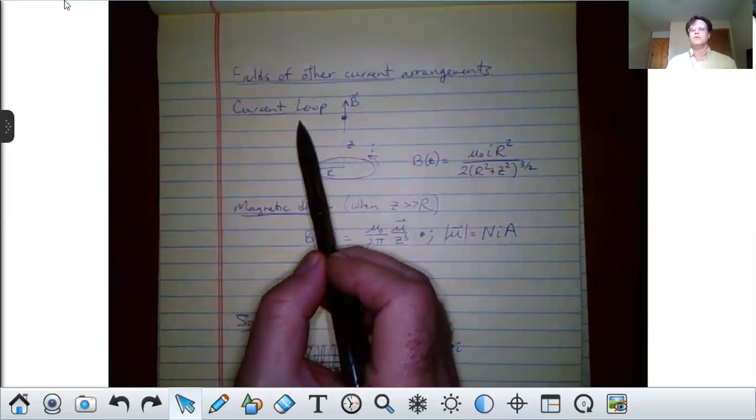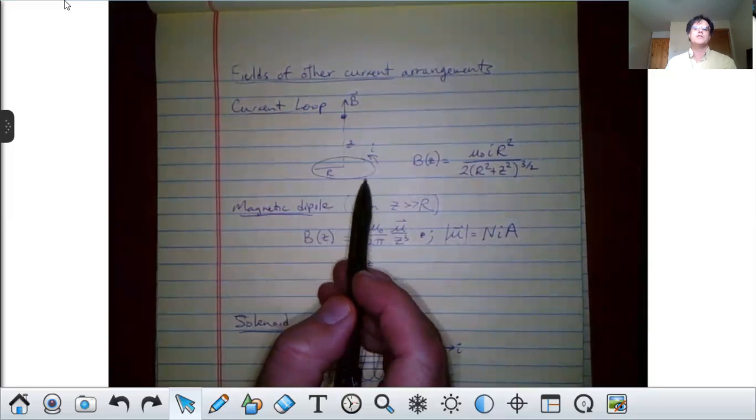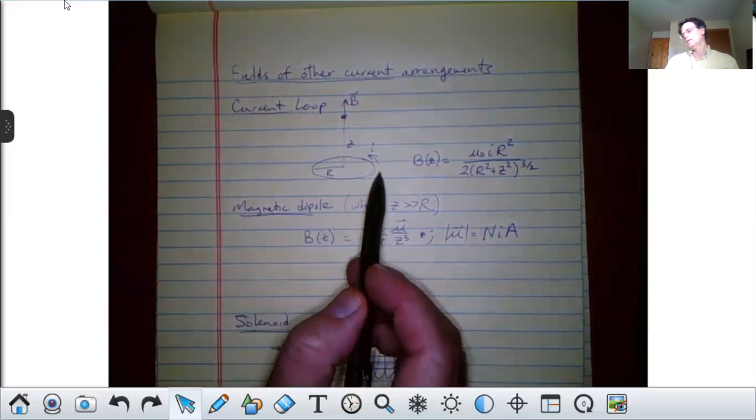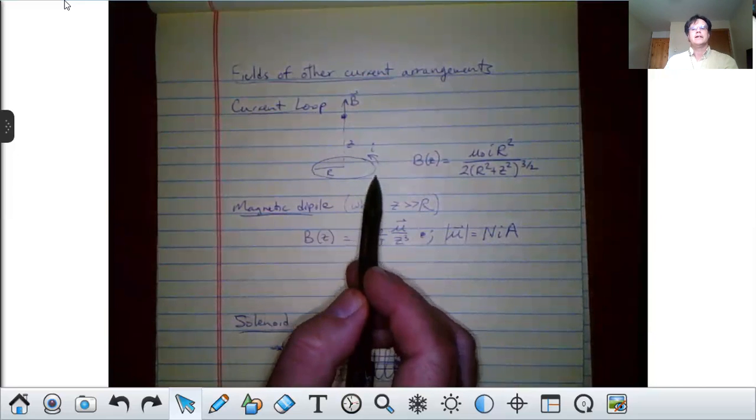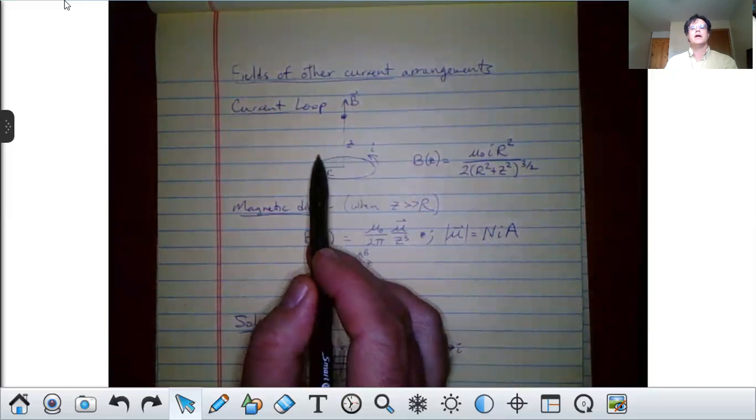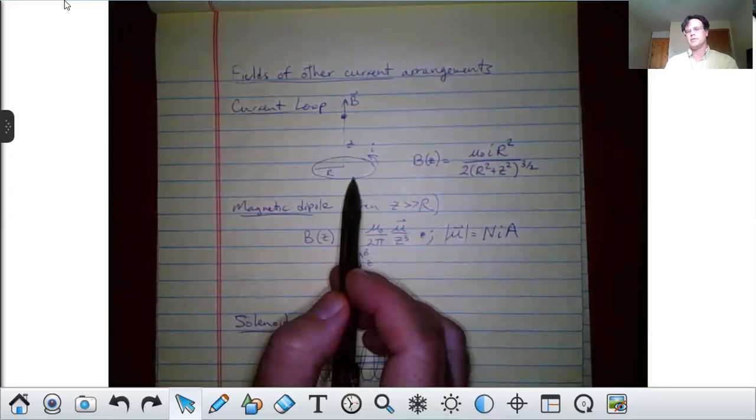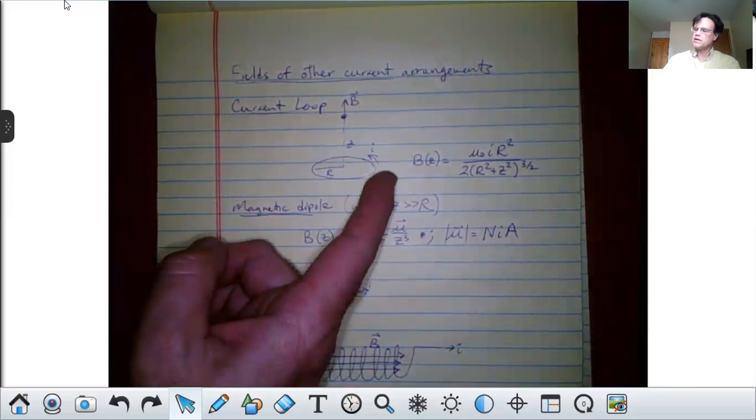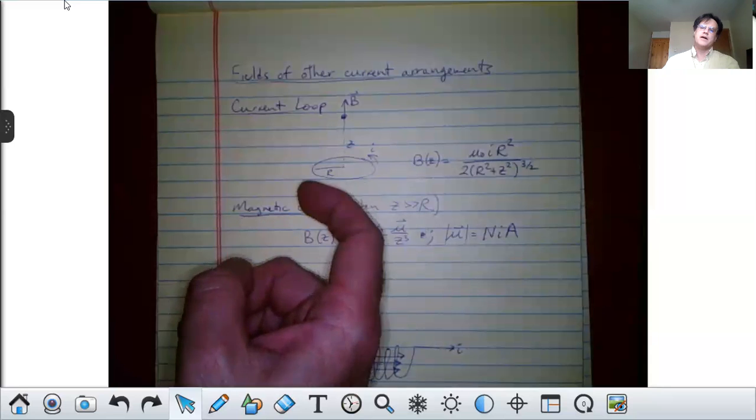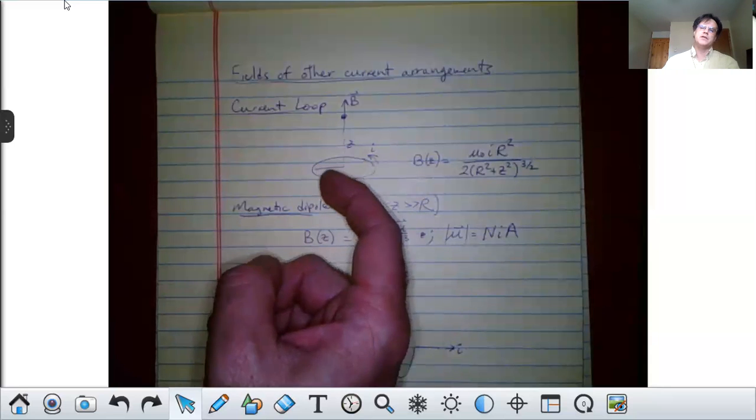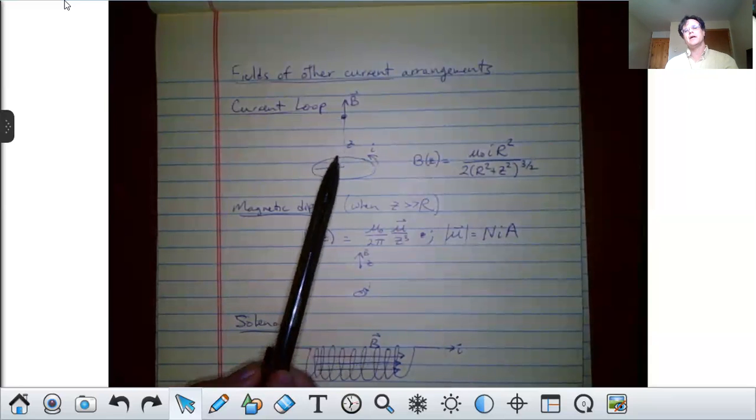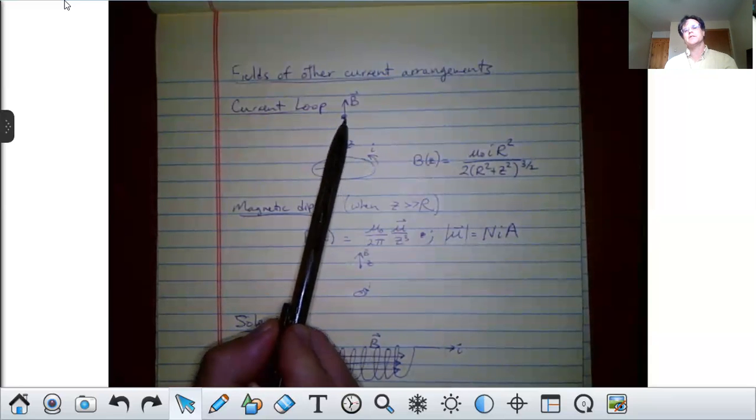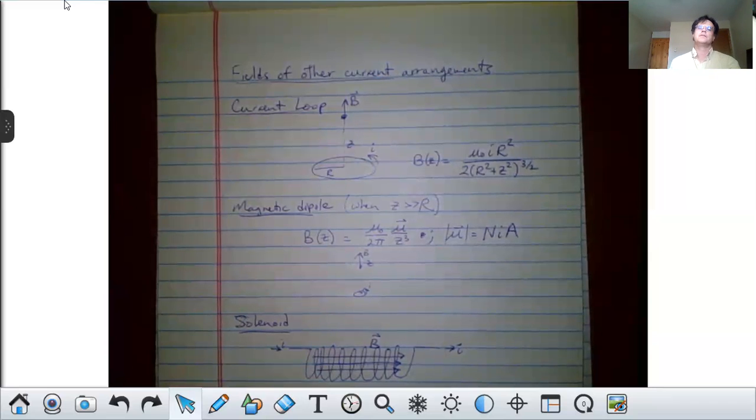You can have a current loop. So for example, let's say I've got a circular piece of wire, or it could have a number of loops of wire, kind of like our magnetic dipole that we talked about in the last chapter. Let's say I've got my current going around the circle counterclockwise here. My magnetic field will point up a distance z directly above the center of the current loop.